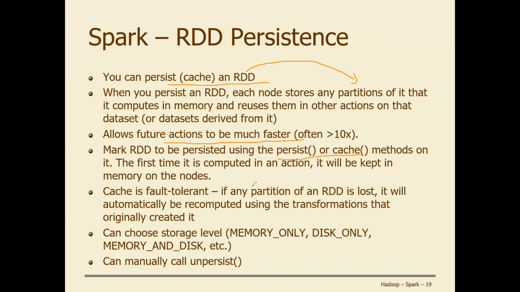The first time it is computed in an action, it will be kept in memory on the nodes. So obviously, whatever has just been used fresh, used for the first time for an action, some work, it's in the RAM in the first case. Okay, cache is fault tolerant. If any partition of an RDD is lost, it will automatically be recomputed using the transformations that originally created it. Okay, so it's fault tolerant, like Hadoop.